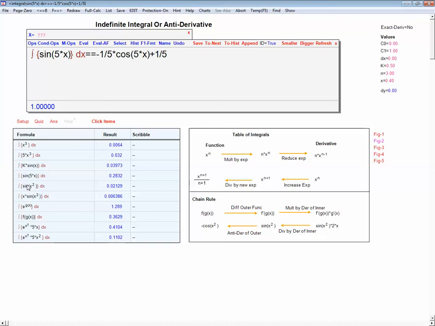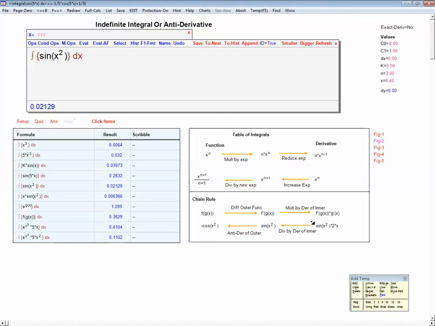All right, let's go on to another one. Now, here's a tricky one. What is this one here? Well, it looks like a chain rule situation. My inner function is x squared. So if I want to integrate that, I have to see the derivative. It has to be times the derivative.